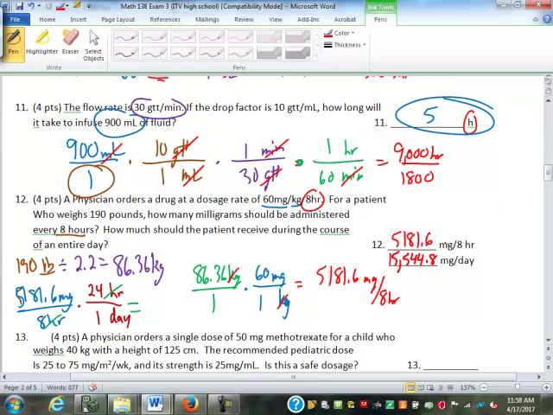Now, if you rounded off your weight here to 86, you got 5181 or 5180, and 15,540, that would be fine. I allowed for different round offs. So if you did 86.4 and got 5182 and 15,546, I believe it would be, again, those are acceptable. Any questions on those two?